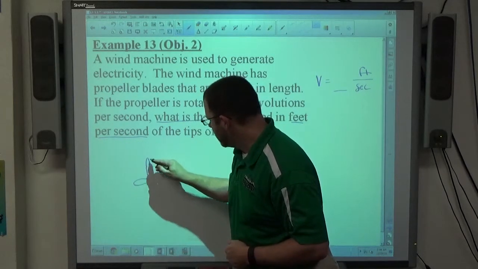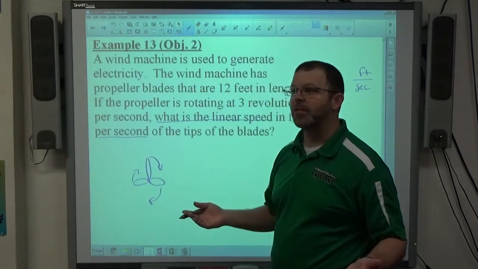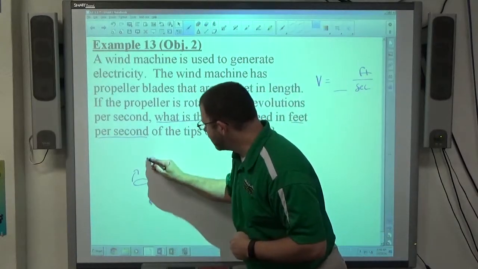Anyway, it's spinning in this direction, right? And they don't look like they're moving very fast because they aren't. They're just kind of like this. The question is, how fast is this point moving?